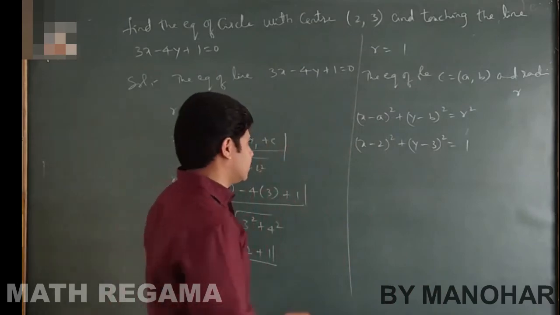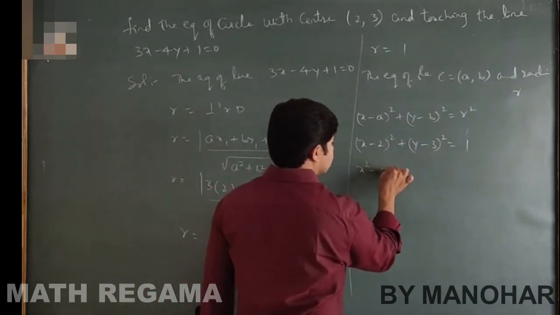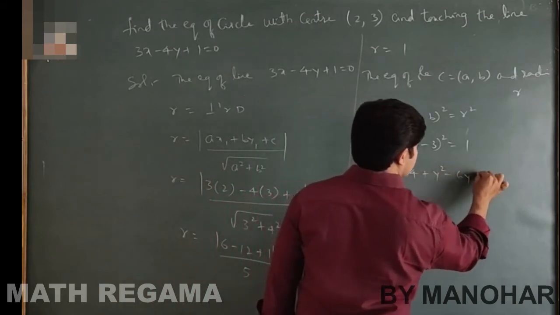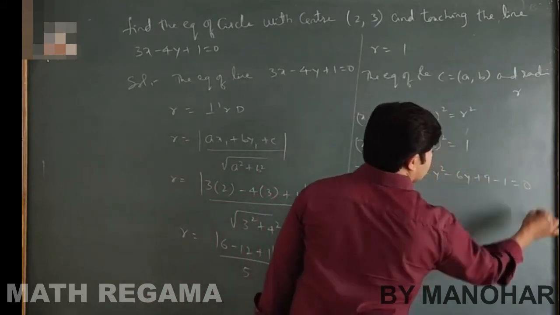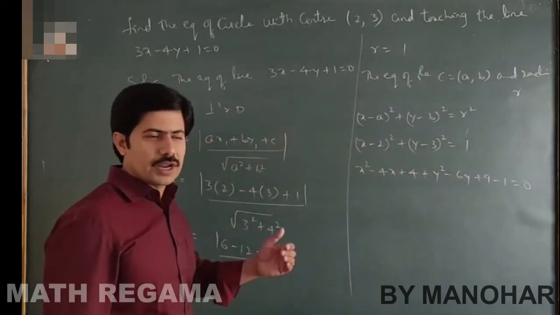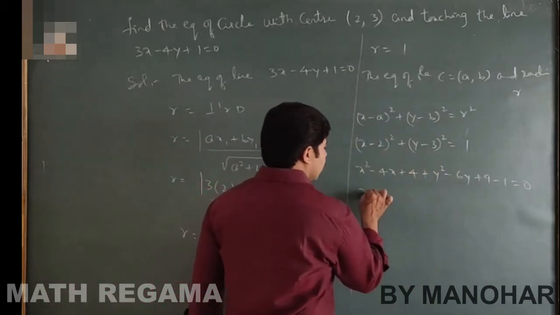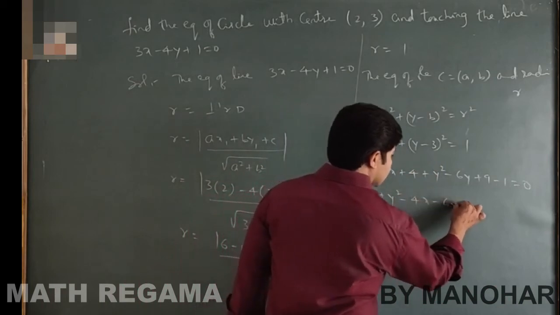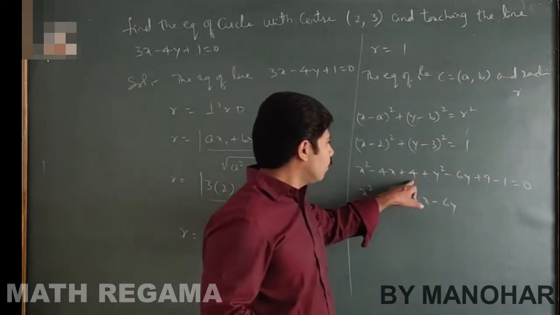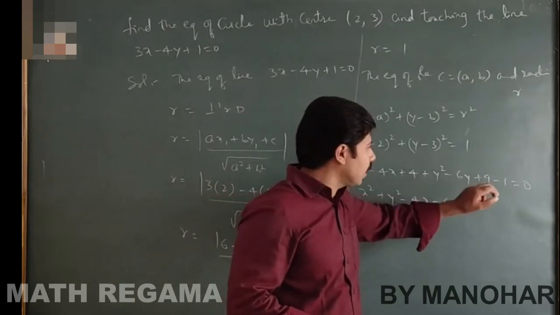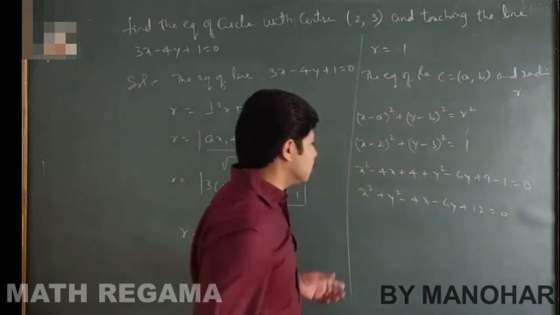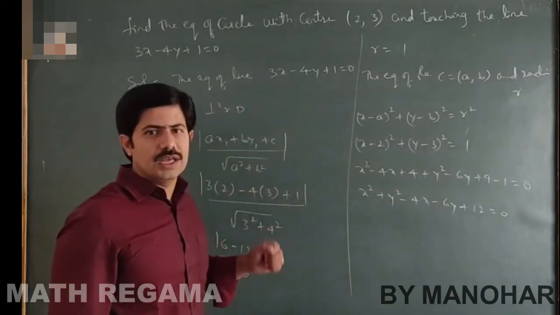Now we will expand this. x square minus 4x plus 4 plus y square minus 6y plus 9 minus 1 is equal to 0. The constant we also transfer to the other side. Now what do we get? x square plus y square minus 4x minus 6y, 4 plus 9 is 13, 13 minus 1 is 12, is equal to 0. So this is the equation of the circle.